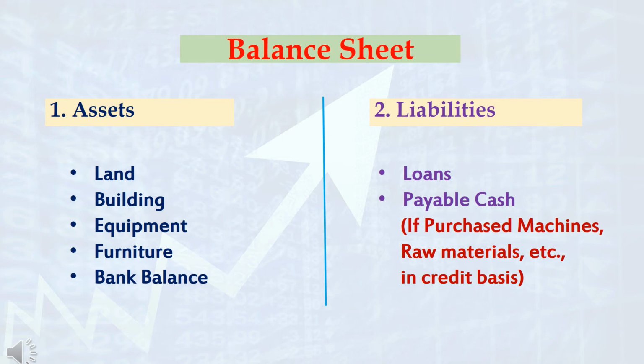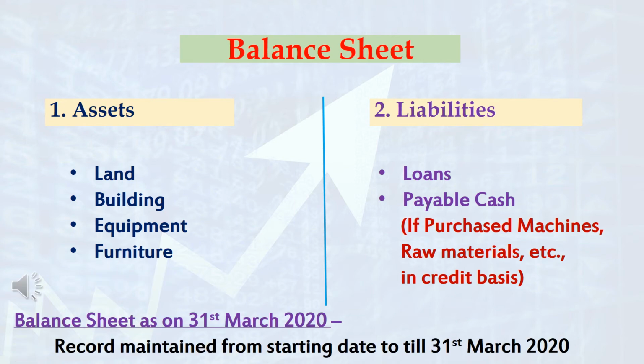If any company purchases land, building, machineries, equipment, furniture, all those will come under assets. That company's bank balance also will come under assets only. If a company takes any loan, that will come under liabilities. If a company purchases raw materials or machineries on credit basis, then that payable amount also will be added to liabilities only. In India, one financial year means from 1st April to 31st March.